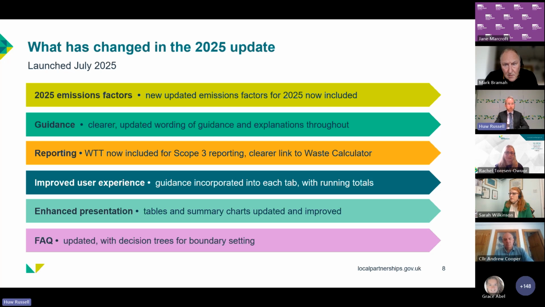So we think that's quite helpful. The presentation we think's been improved. As I mentioned, the new tables and summary charts are in there, and we regularly update the frequently asked questions. We've got some decision trees for boundary setting, which Rachel will go into. And we do really encourage you to keep giving us feedback, because this is an iterative tool. We want to know how you want to see the tools develop. And the greenhouse gas accounting mailbox is the email address to contact, and I believe that will be put in the Q&A at some point during this session. So please do keep telling us what you like about the tools, what you want to see improved, and how we can develop them further to help you.